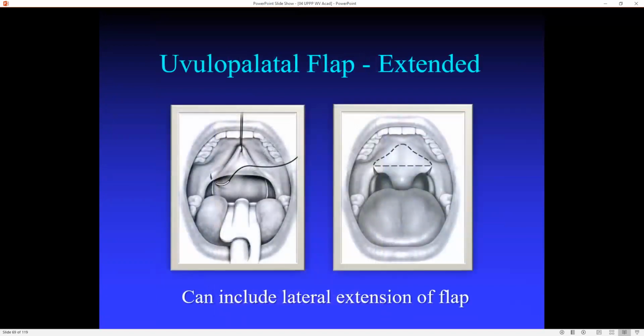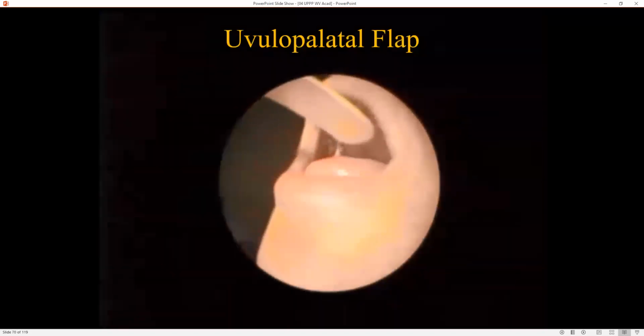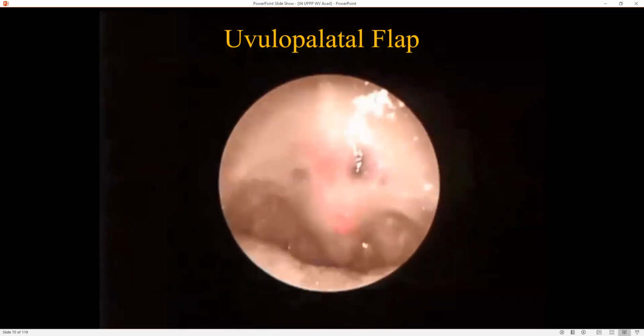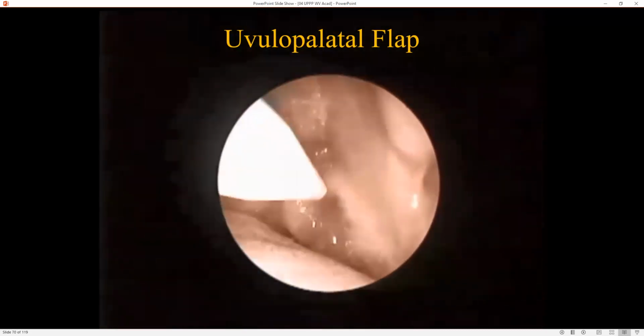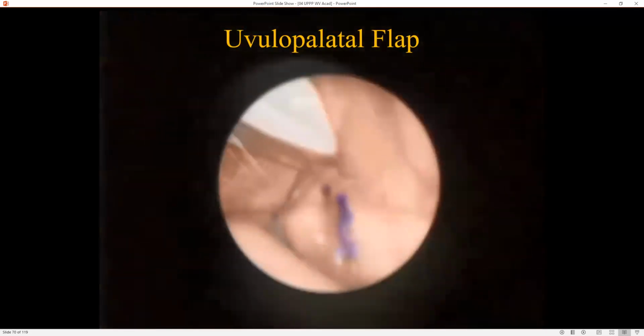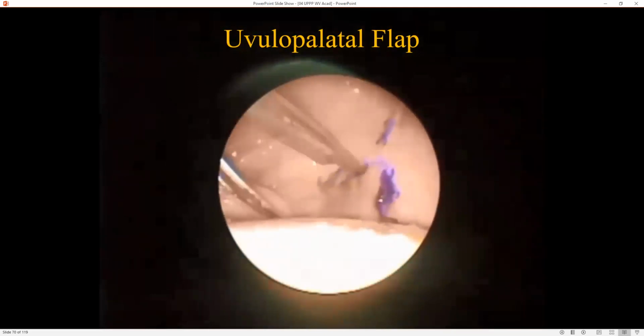And this actually works because you can get a little bit of extension by making these diagonal cuts laterally. So this procedure we did in the clinic, and I was actually photographing it with a rigid telescope while the resident was doing it. And you've got to pick a patient who does not have a hyperactive gag reflex.